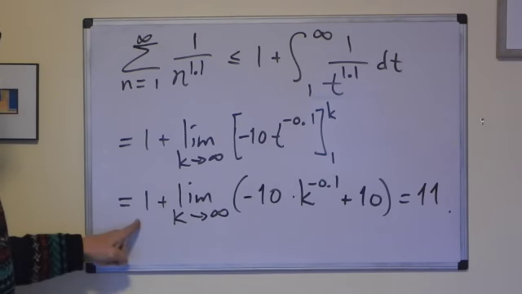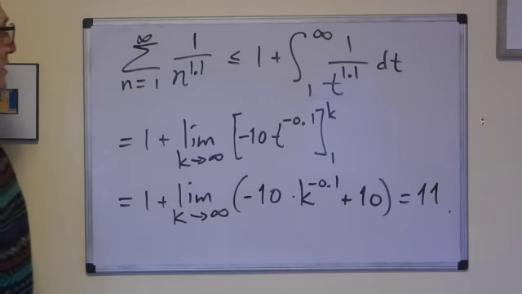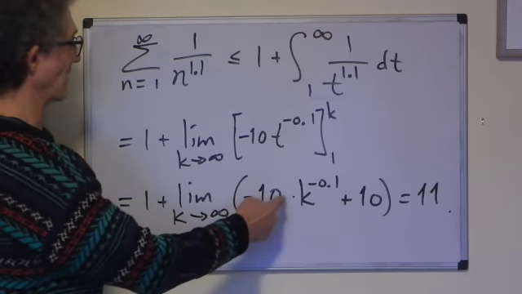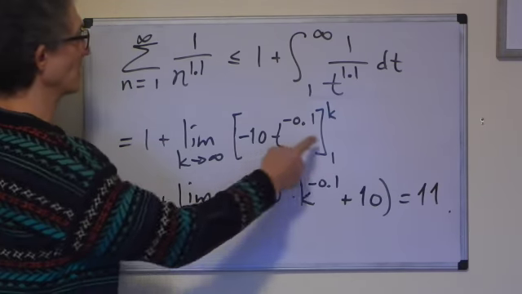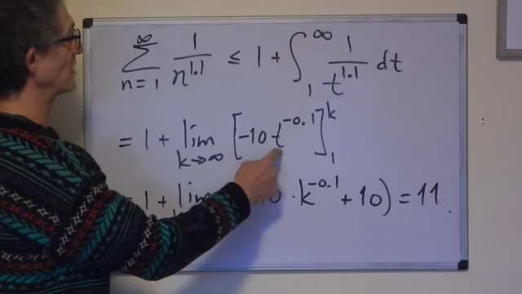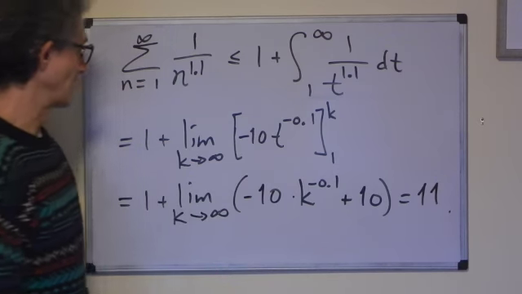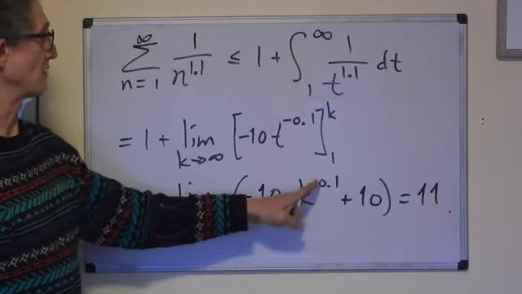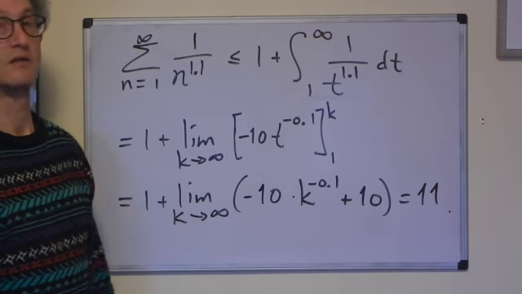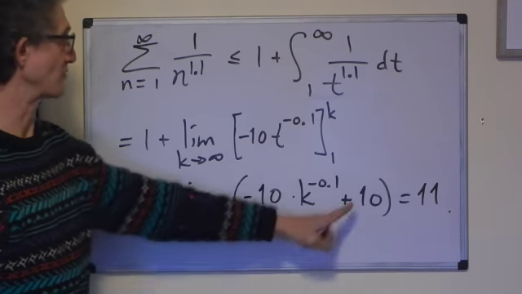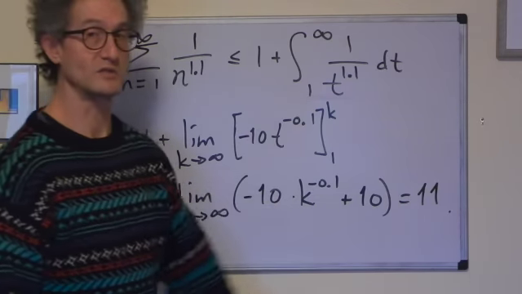And so we have the limit as k goes to infinity of minus 10 k to the minus 0.1, and then minus minus is plus 10, 1 to the minus 0.1 is 1. So this is what I have. As k goes to infinity, k to the minus 0.1 is 1 over the 10th root of k. That goes to 0. And so I'm left with 10 plus the first term, which was 1. And so the total is 11.